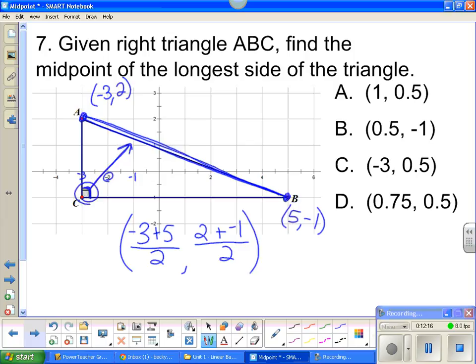Negative 3 plus 5 is 2, and 2 over 2 is 1. 2 plus a negative 1 is 1, and 1 over 2 is a 1/2. So it looks like it's A.